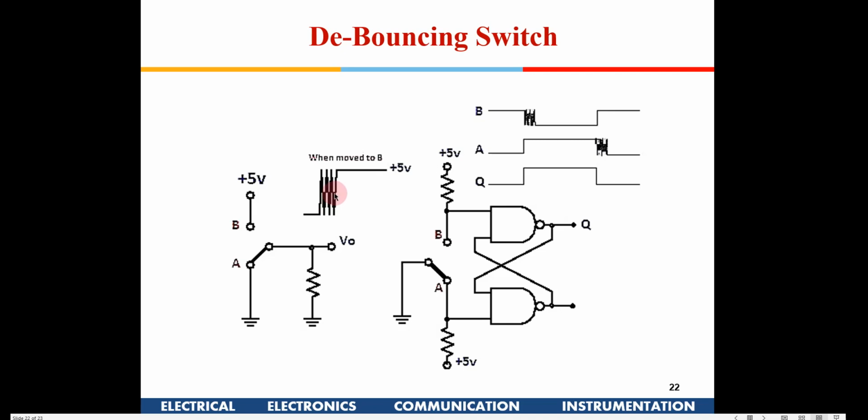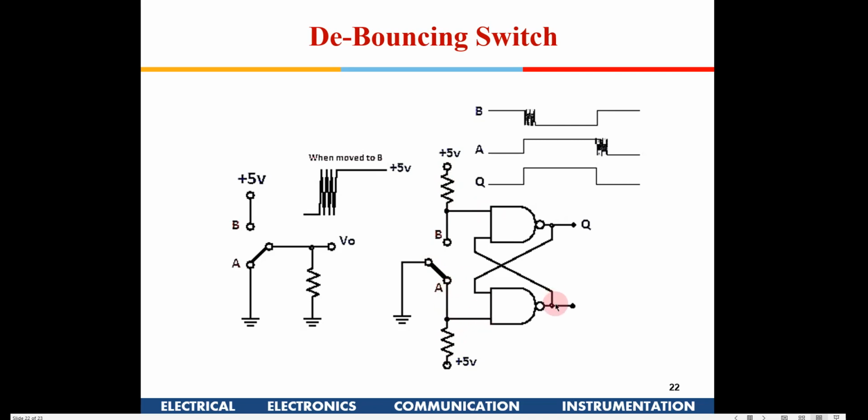Okay, so to avoid that, we have something known as a debouncing switch. This is known as a debouncing switch, which is implemented with two NAND gates which are cross connected like this. Now suppose this switch is initially in the A position. B is open out here, but since there is a pull up resistor here, this 5 volt is available to this NAND gate, and since the switch is in the A position initially, you will have a 0 coming here.